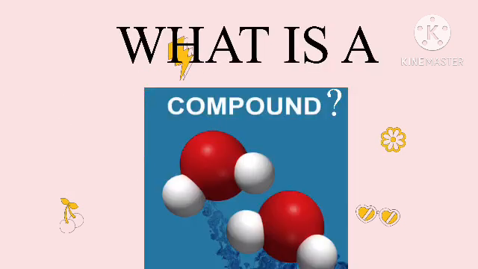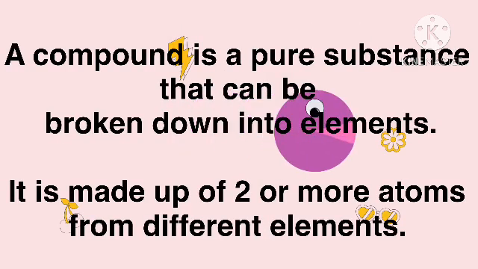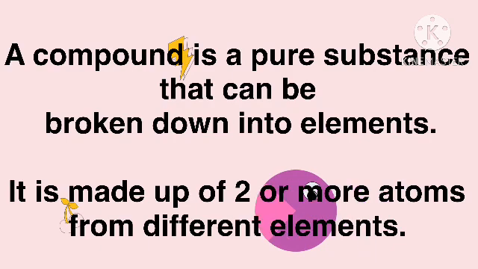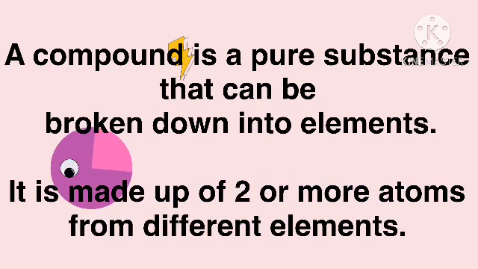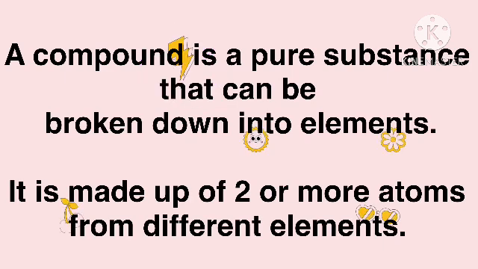What is a compound? A compound is a pure substance that can be broken down into elements. It is made up of two or more atoms from different elements.